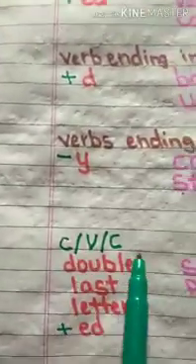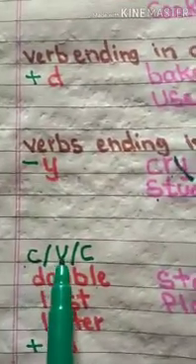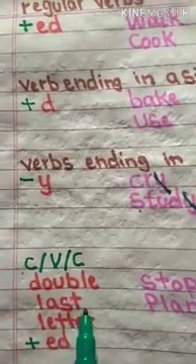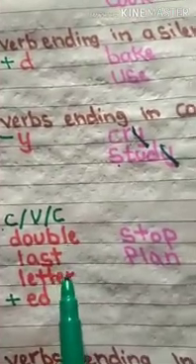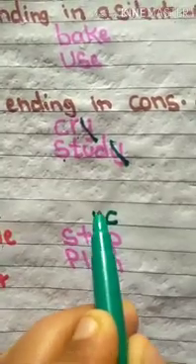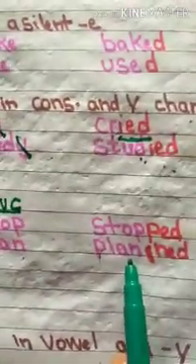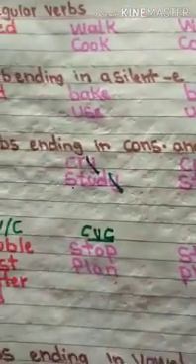Now CVC. In that case, what do you do? C means consonant, V means vowel, C means consonant. In that case, you double the last letter and add ed. Stop, stopped. Plan, planned. Okay, so these are the rules. You have to learn these rules.